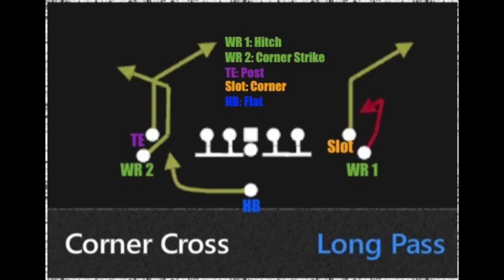Corner strike is a pass play utilizing 5 receivers. You have your 2 wide receivers, your slot, your tight end, and your halfback. It is out of the single back formation, and you have 5 O-line blocking for you.